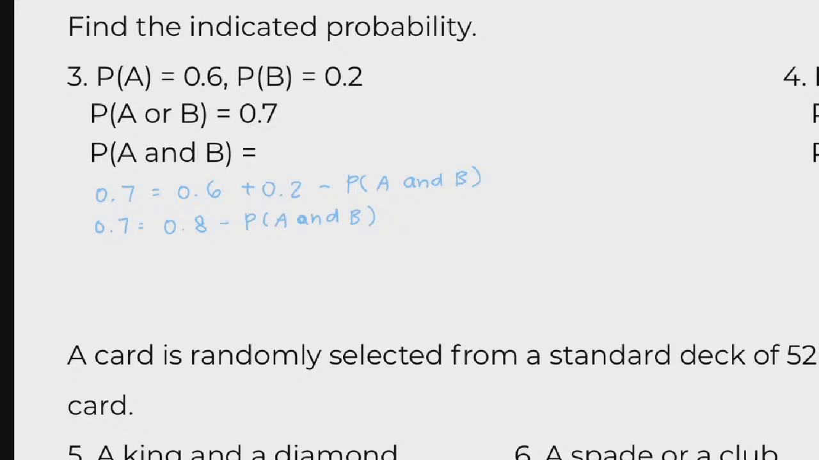And you can think of probability of A and B as like x. So in order to isolate it, we have to first subtract 0.8 and then divide by a -1. So we get -0.1 equals negative probability of A and B. And we can divide by a -1. So then we get probability of A and B equals 0.1. And you can check that you're doing this correctly by looking at the number that it equals. So a probability can never equal a negative number. So if you get a negative answer, then you'll want to double check your work.